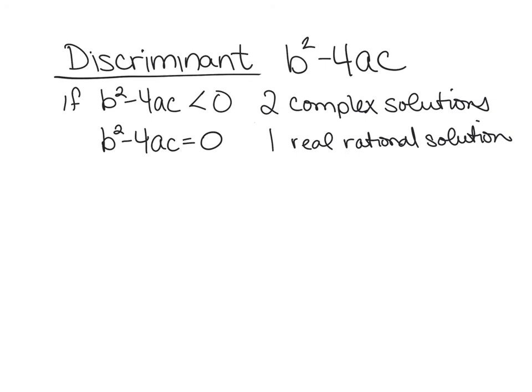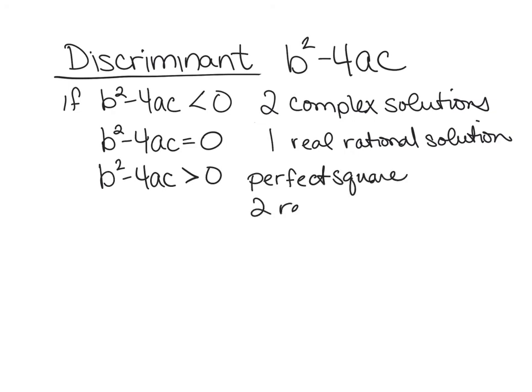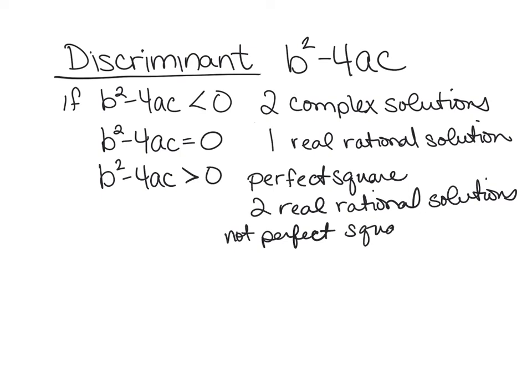And if it's positive, there's two different possibilities. If b squared minus 4ac is greater than 0, and it's a perfect square, we get two real rational solutions. And if it's not a perfect square, we won't be able to completely get rid of the square root, so it'll be irrational. Two real irrational solutions.